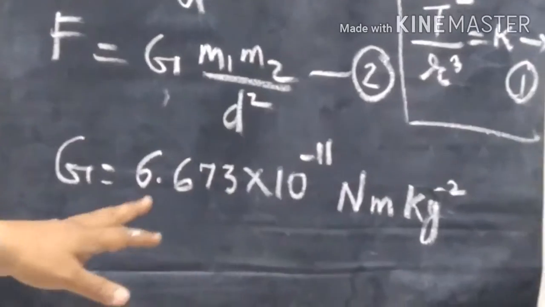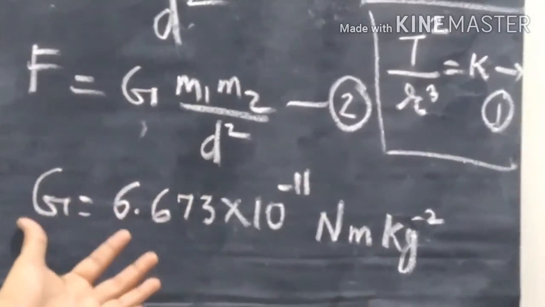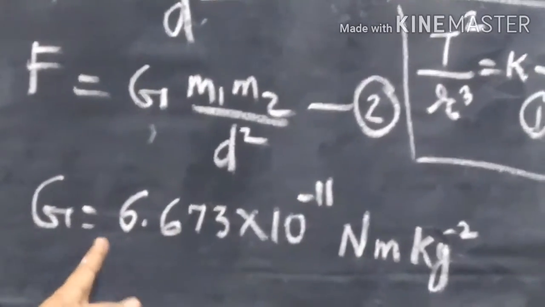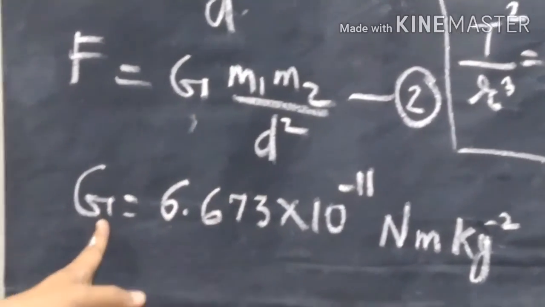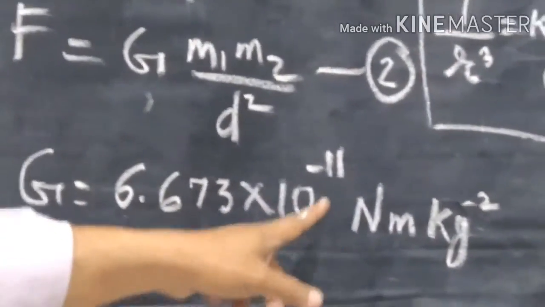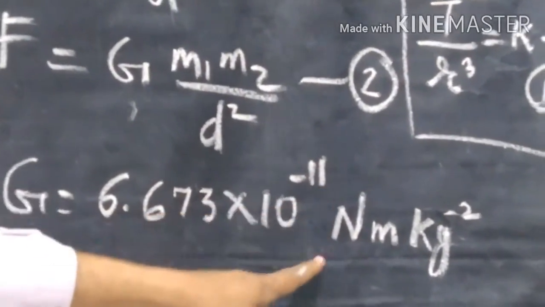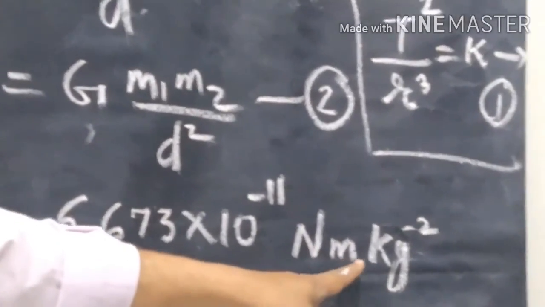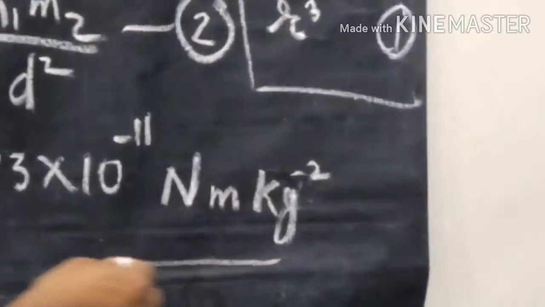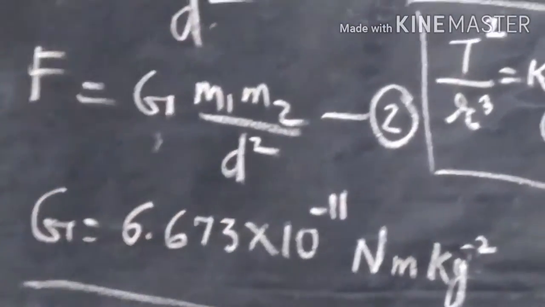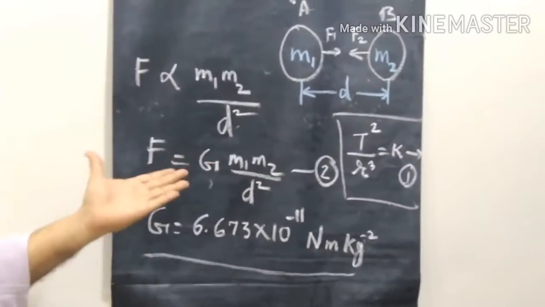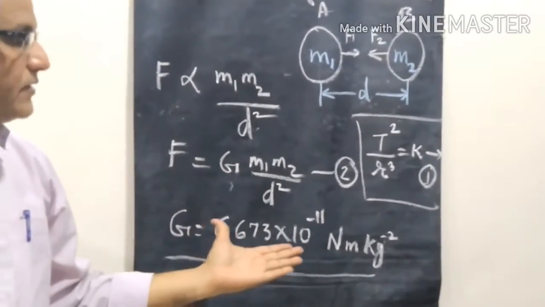Now, I told you about the gravitational constant, indicated by G. The value of G is 6.673 into 10 raised to minus 11 Newton meter squared per kg squared. This is the value of G. So now you understood the concept clearly. This is called Newton's law of gravitation.